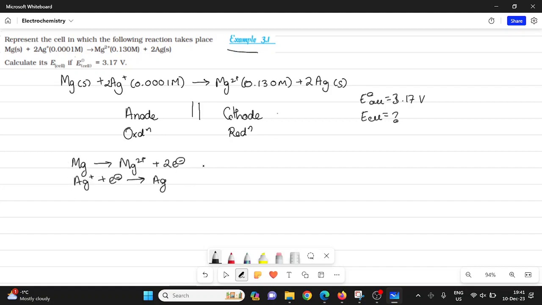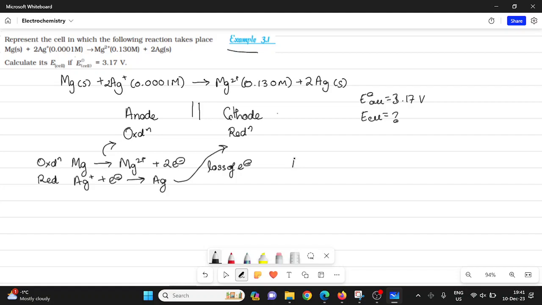Oxidation is where you have a loss of electrons. So magnesium is undergoing oxidation, whereas the silver ion is undergoing reduction. So this particular reaction is going to be at the anode, whereas this one is going to be at the cathode. First, let's write the representation of this particular cell.